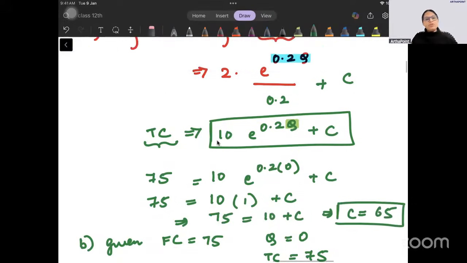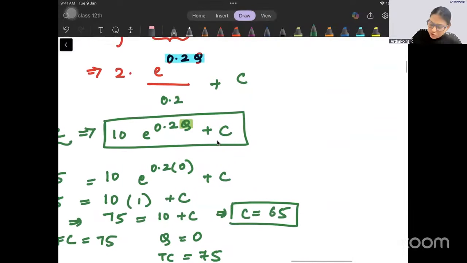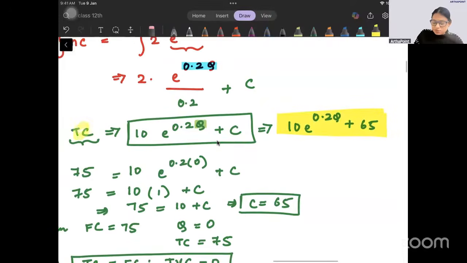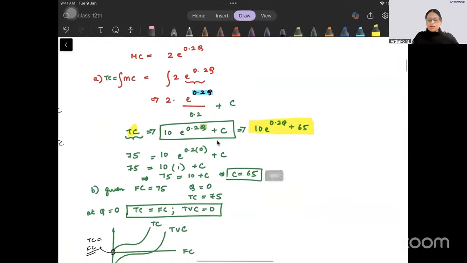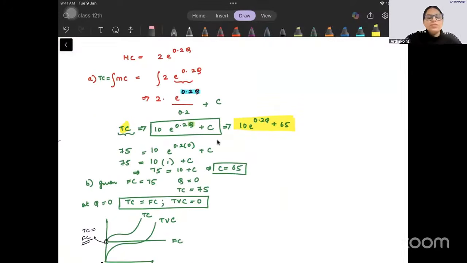The value of c came out to be 65. Now I'm plugging that c into this function. So I get 10 e to the power 0.2 q plus 65, and this becomes my total cost function. This can be a way to explain this.